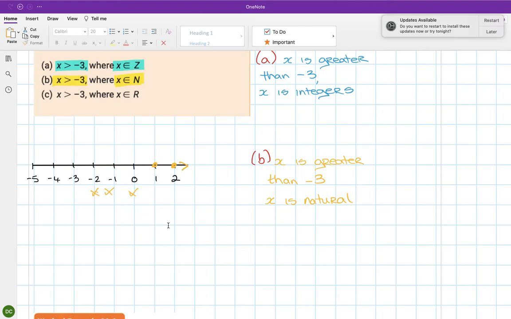And then the last thing is, do we need to shade in? As in, do we need to include fractions and decimals? No, we don't, because natural numbers are whole numbers.